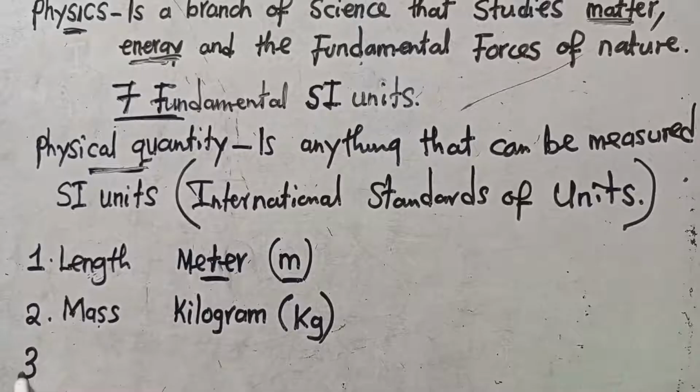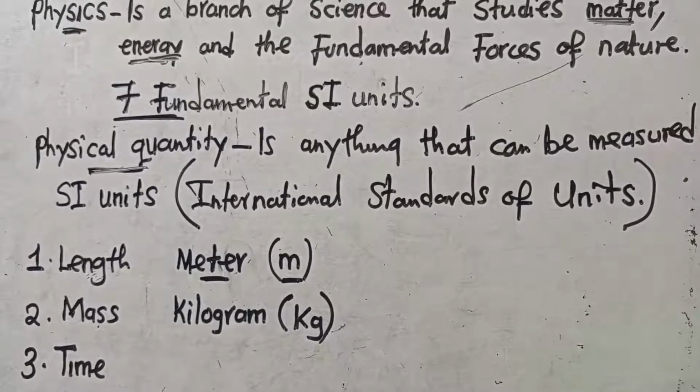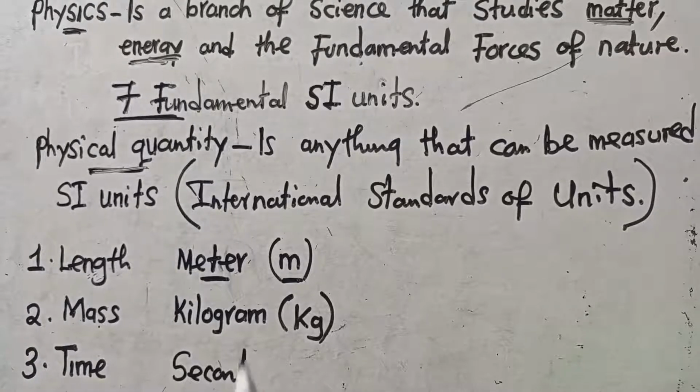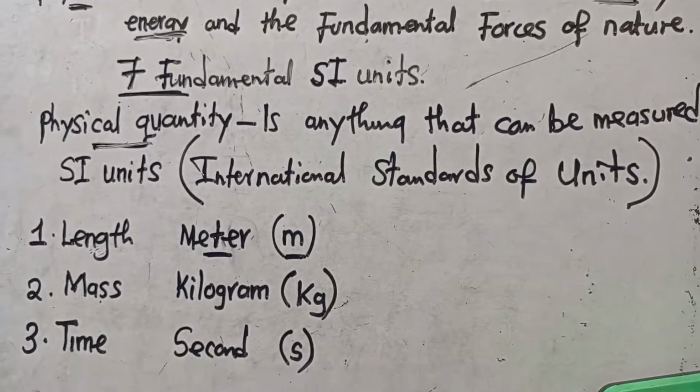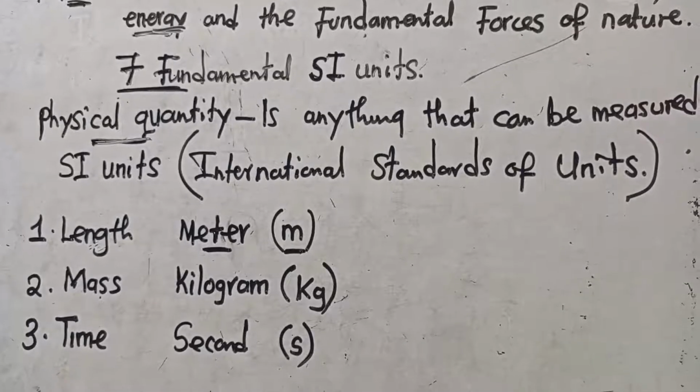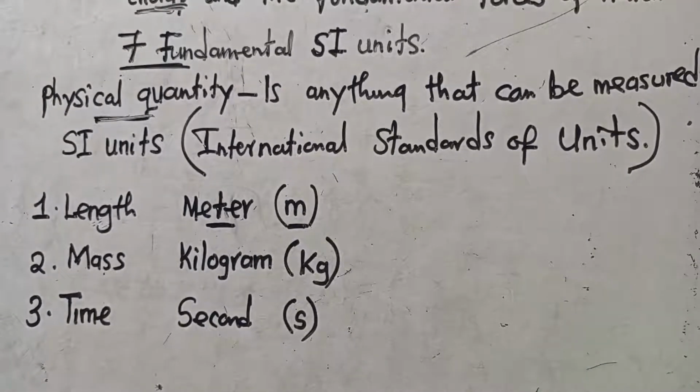Then we move to the third one. The third one is time. Do you know that you can measure time? Since we can measure time, then time is a physical quantity. So we can measure time in what? In seconds. We measure time in seconds, which is small s, like that. I want you to understand these things that I'm teaching you. I want you to understand everything that I'm illustrating here.